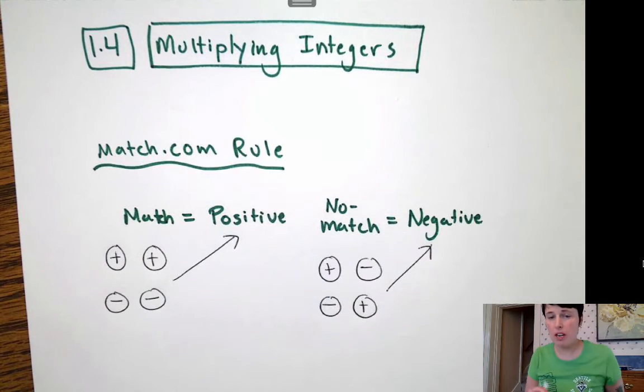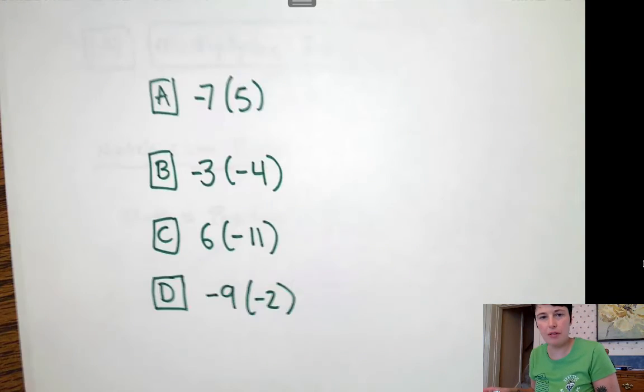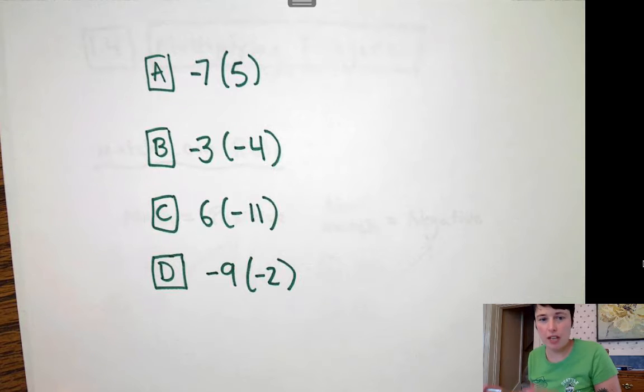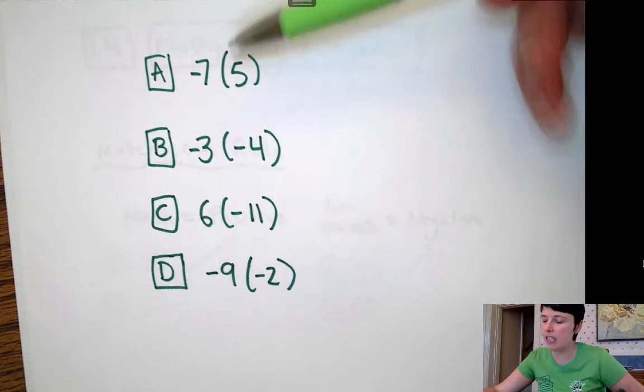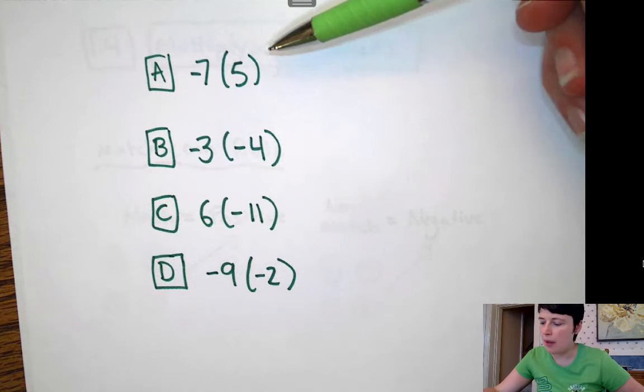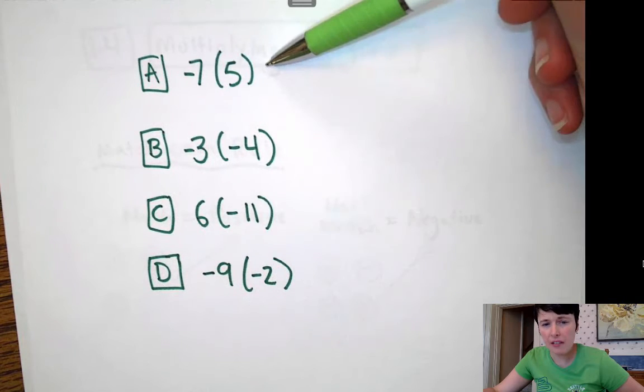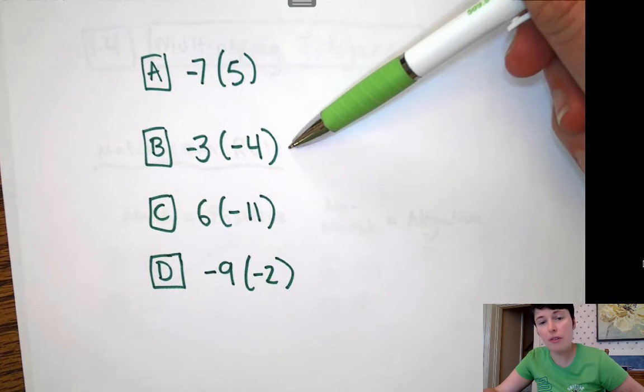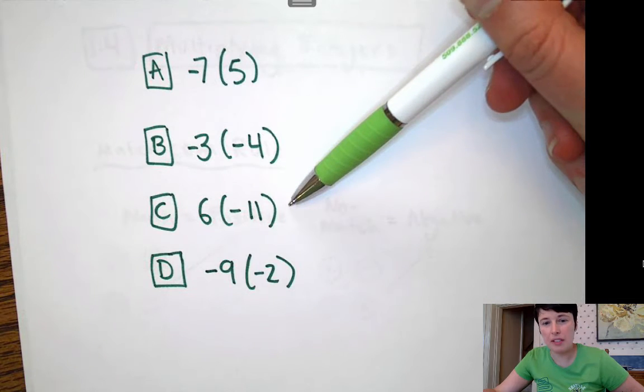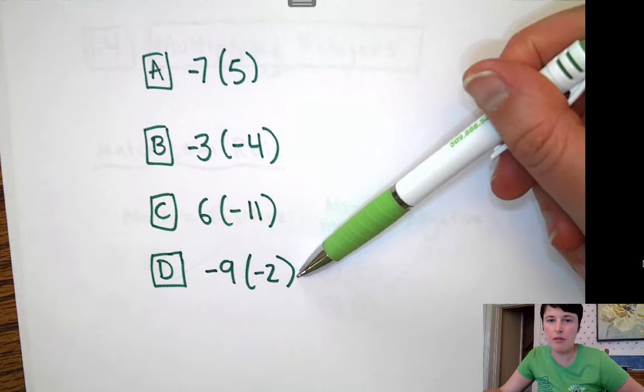So we're going to try a few of these, and they're pretty fast. I'm going to show you how quick we can fly through these. We're going to try 4 problems, A, B, C, D. Each of these is a multiplication problem. We have negative 7 times 5, negative 3 times negative 4, 6 times negative 11, and negative 9 times negative 2.